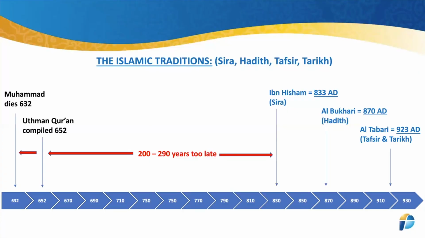It's all based on matans and isnads, as Muslims call it. These chains of names: so-and-so told me, got it from so-and-so, who got it from so-and-so, who got it from the companion of the Prophet. But that's 200 to 290 years of so-and-so's telling so-and-so's, and no one's writing it down. And that's why you have to be so suspicious of it, because it's all nothing more than oral tradition.